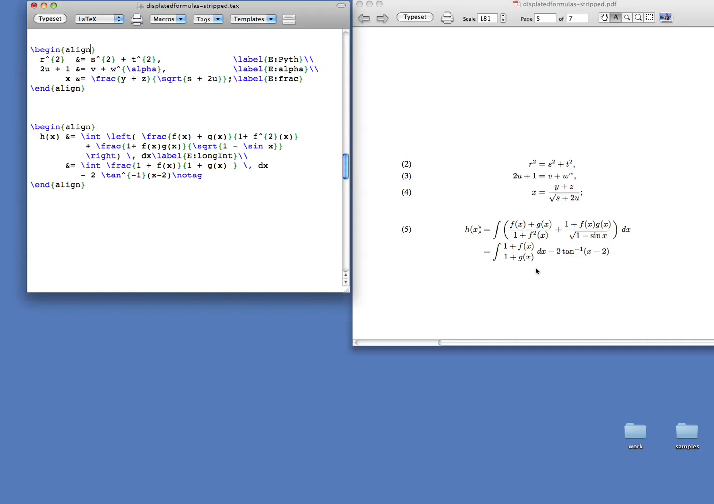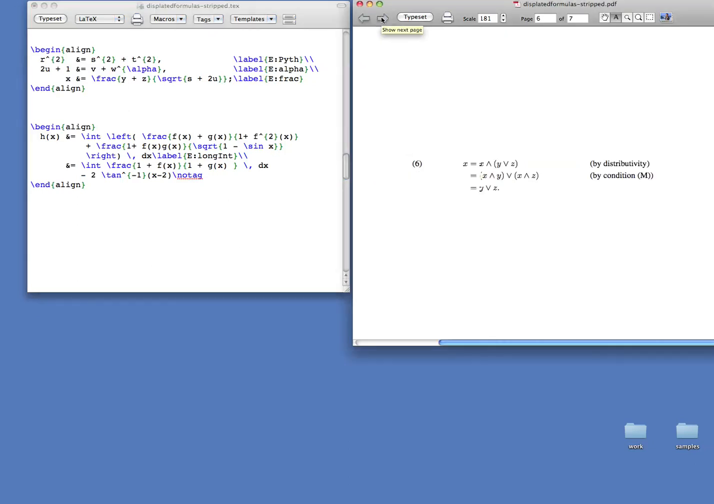The second example has only two lines, have equal signs which are lined up, so there will be only one line separator. It's here. It will have a label for the first line. I want the second line not numbered, so I put for the second line a notag command, put the whole thing in the align environment, put the ampersand for the alignment, and that's all there is to it. So this is what I call the simple align.